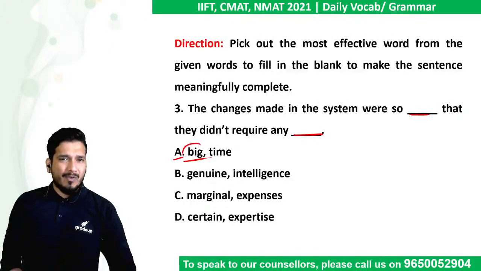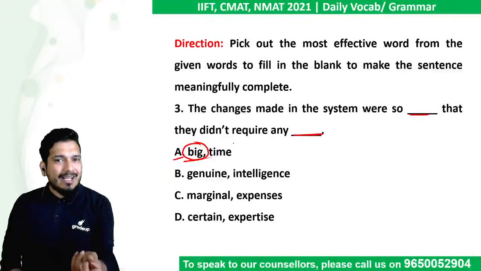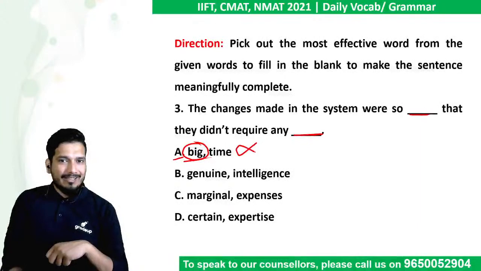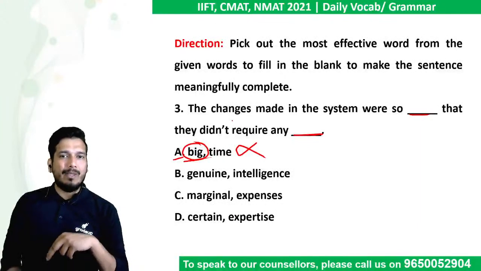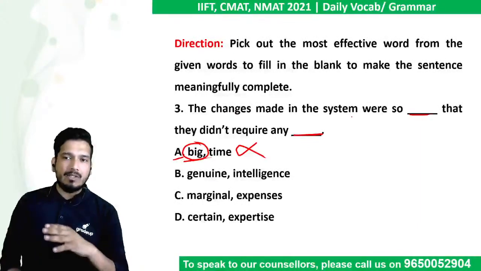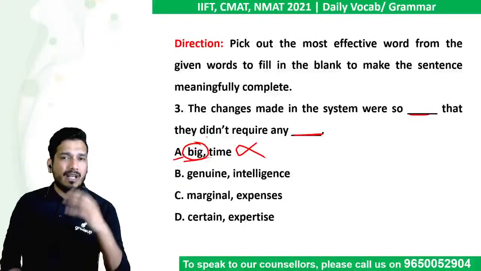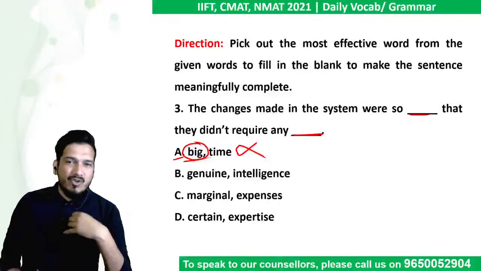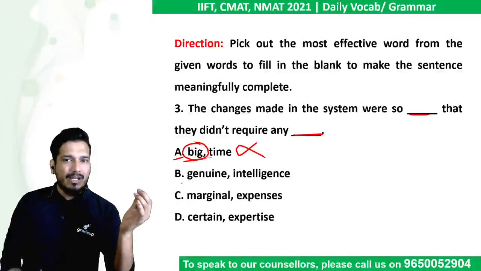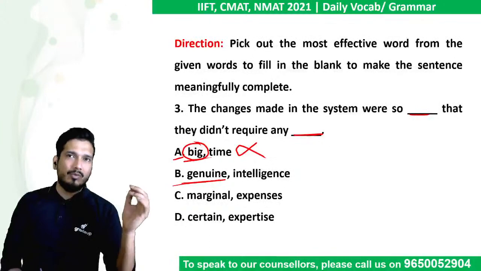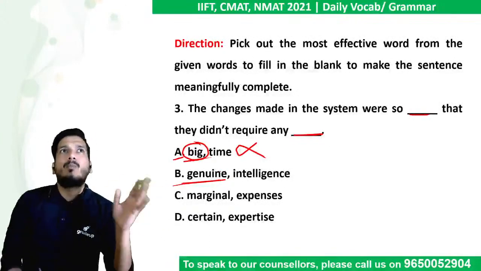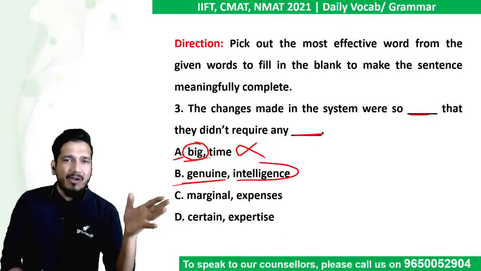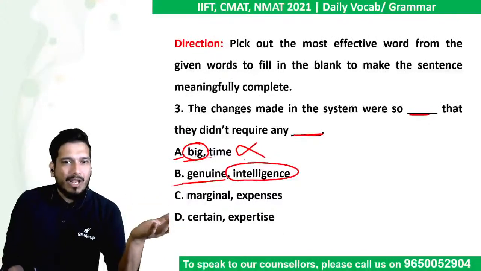If the changes were big, then ideally they should be requiring a lot of time. So this does not make sense. B: the changes made in the system were so genuine that they didn't require any intelligence. If the changes were actually genuine, some thought would have been put in place to bring those changes. So I don't feel that it could have happened without any intelligence.